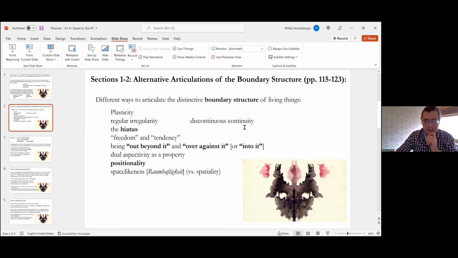So just a brief remark on that. I've been working a little bit on the concept of plasticity, in a sense that's broader than just what Plessner says about it. He doesn't say much about it. It's just a few sentences here.